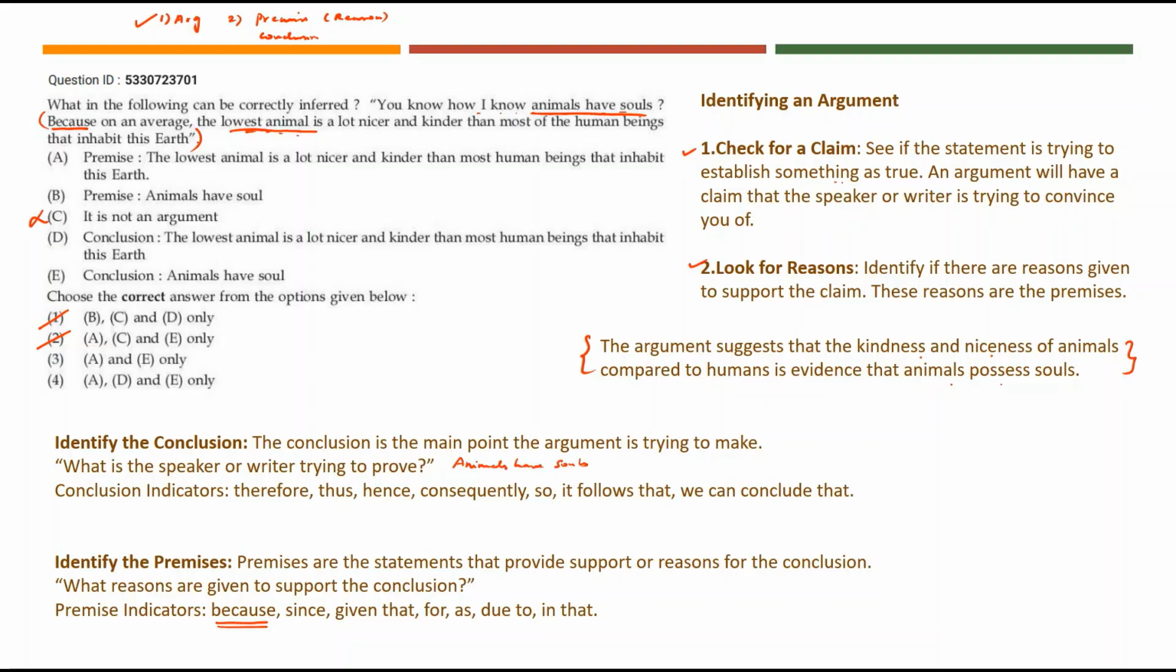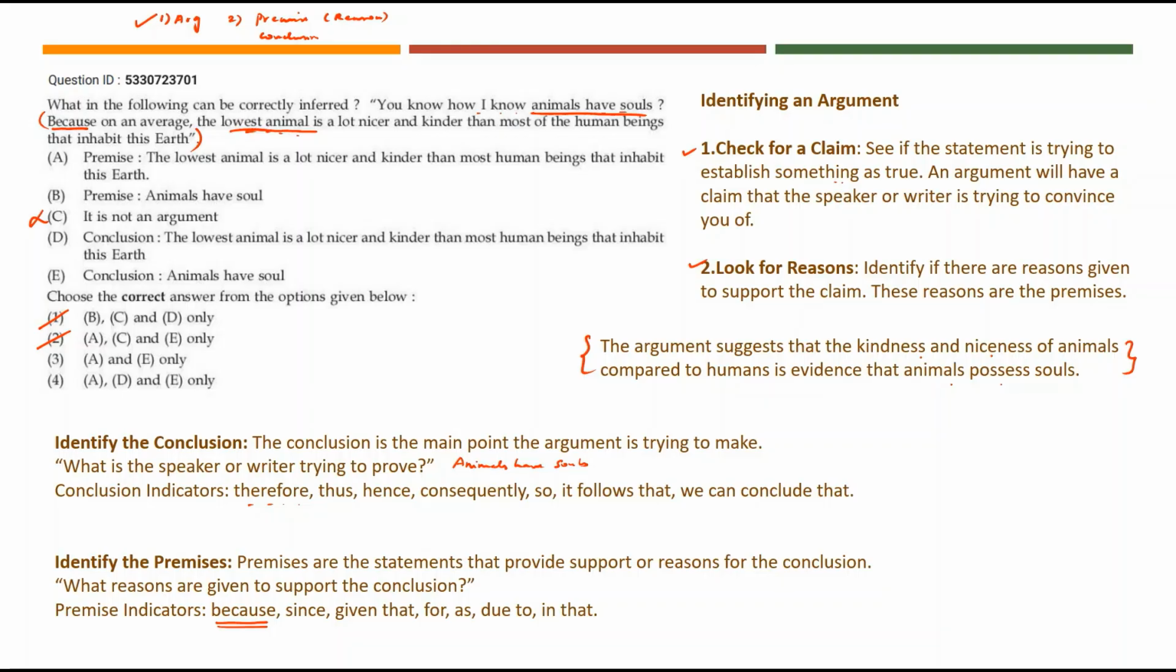Therefore, thus, hence, consequently, so it follows that, we can conclude that. Any of these indicators will say it's a conclusion. Here, you can just rephrase the sentence. Because on an average, the lowest animal is a lot nicer and kinder than most of the human beings that inhabit this earth, we can therefore conclude that animals have souls. So, though this particular argument is not using any of the indicators here, you have to assume that if there is an indicator, will it be applicable there.